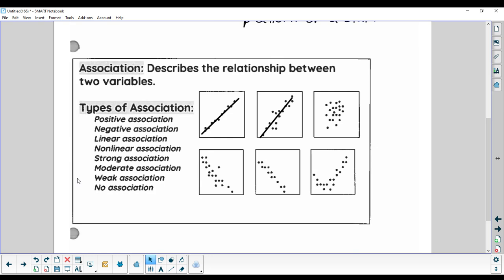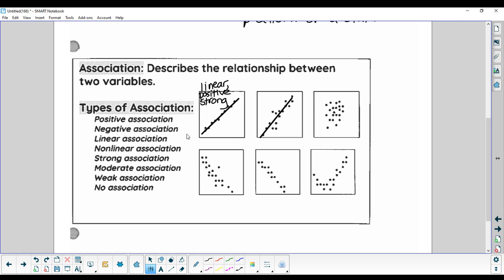So the vocab word association is used to describe the relationship between two variables. Here, I drew a little trend line just to help me visualize, for these two data sets, the type of association that I have. Since I was able to draw a line, that tells me that this has a linear association with a positive slope. And the points are super close to this trend line, so I would call this a strong association.